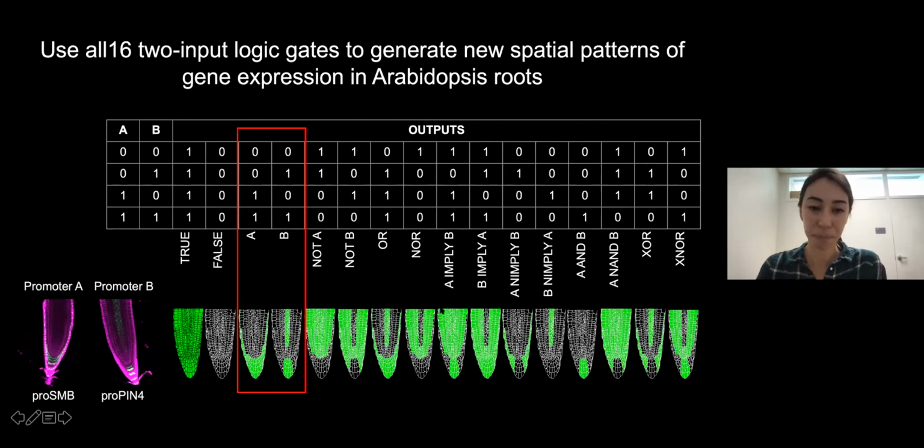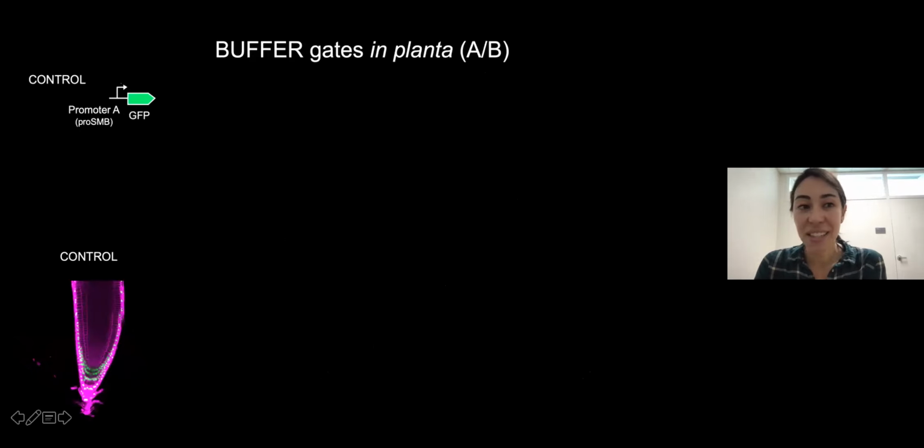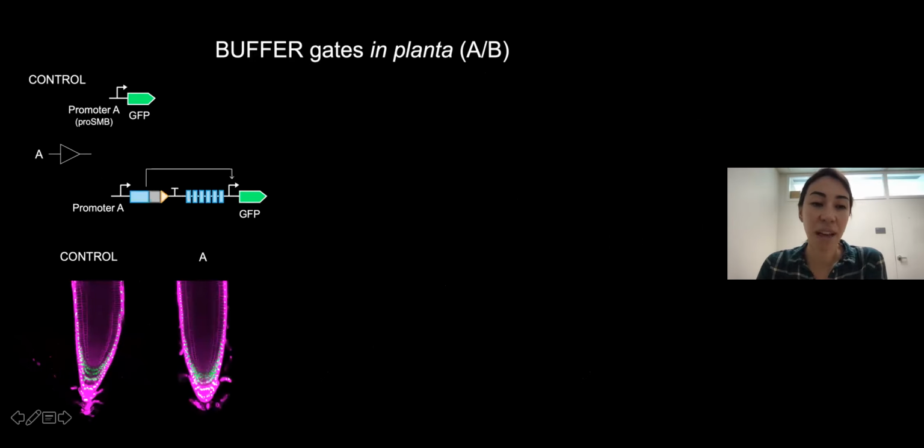I'm going to start by showing you real data of just these 2 very simple logic gates in plants. These are called buffer gates, and they just recapitulate the activity of the input promoter. Our input promoter, A, is actually this sombrero promoter, and the control is just that promoter driving expression of GFP, and you can see nice expression in the root cap tip of Arabidopsis roots. Now the gate is going to have that same promoter A driving expression of a synthetic activator, which in turn drives expression of GFP. You can see when you do this, you get really nice recapitulation of the expression pattern of A. So this gate works well.